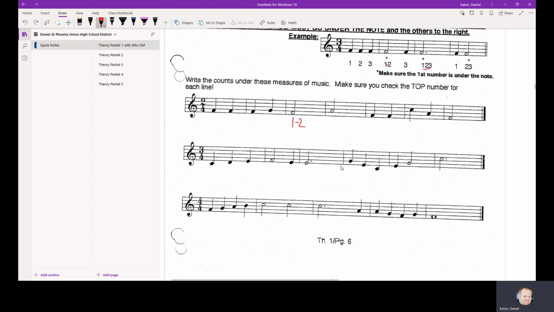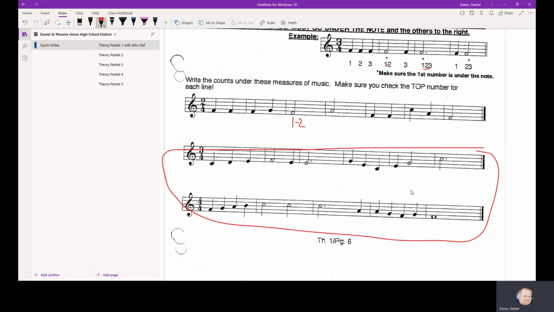So make sure you review this as much as you need to get these counts correct. I'm going to do this first example here. I'm going to leave these 2 for you guys to do. Hopefully you can figure it out. Okay. Write the counts under these measures of music. Make sure you check the top number for each line.